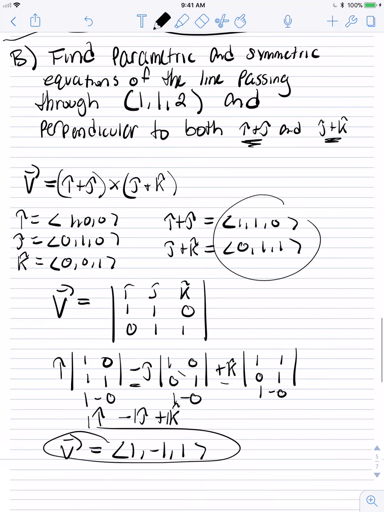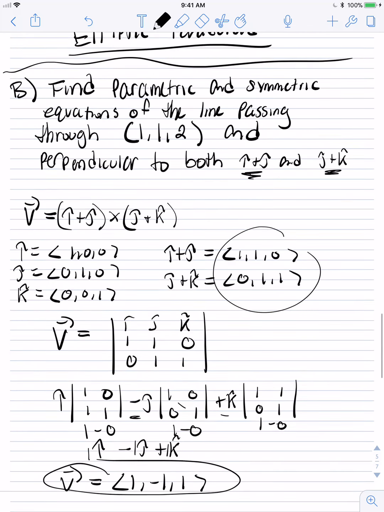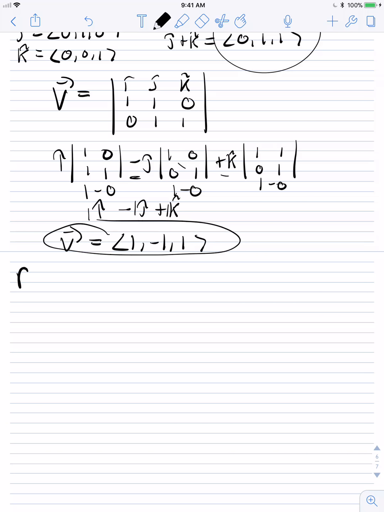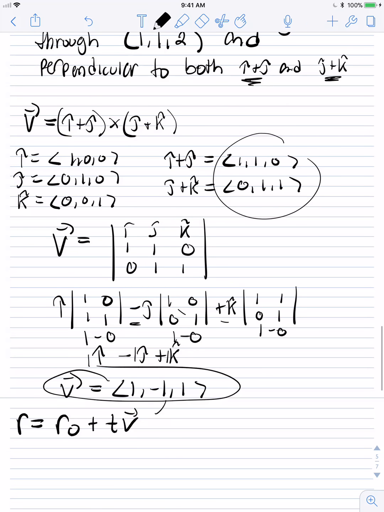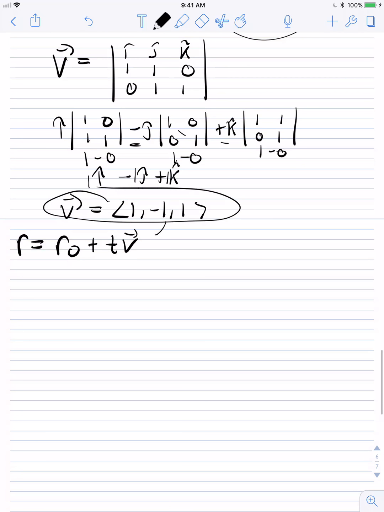So our equation of a line, to find parametric and symmetric equations in standard form, would be r is equal to r naught plus t v, where v we just found, which is our perpendicular vector, or in this case it's going to be parallel, and I'll explain why. And then we have r naught, which is the point it's passing through. So graphically, we have some equation of a line.